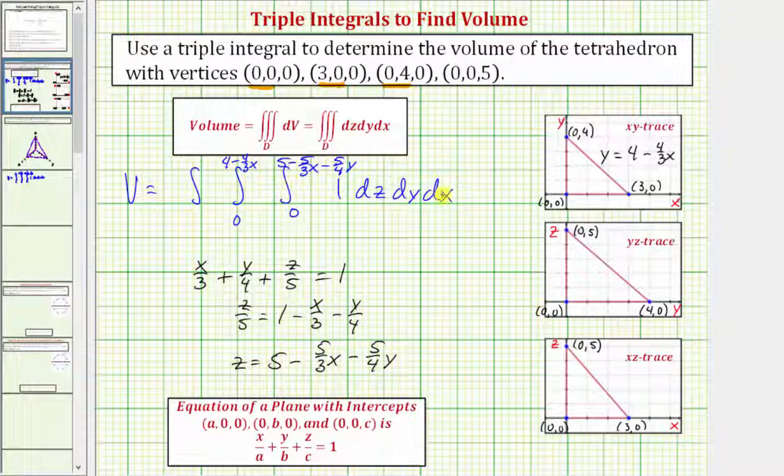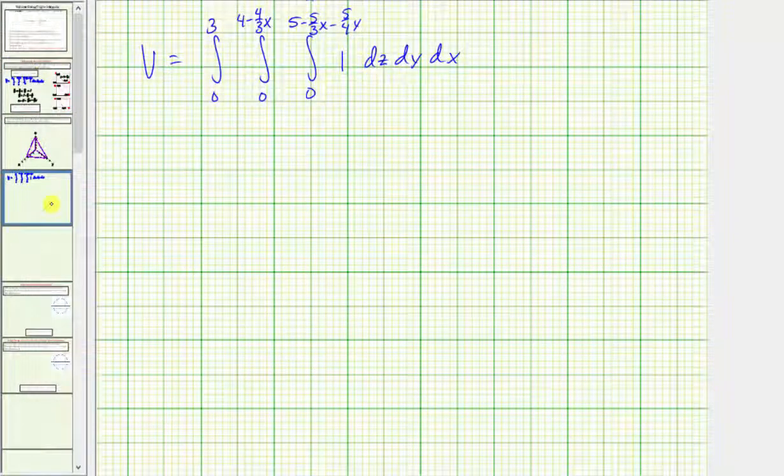And finally, the limits of integration for x would be from x equals 0 to x equals 3. So this triple integral will give us the volume of the tetrahedron. Let's evaluate this on the next slide. So we first integrate 1 with respect to z, which would just be z. So we have the double integral, and again the antiderivative is z.